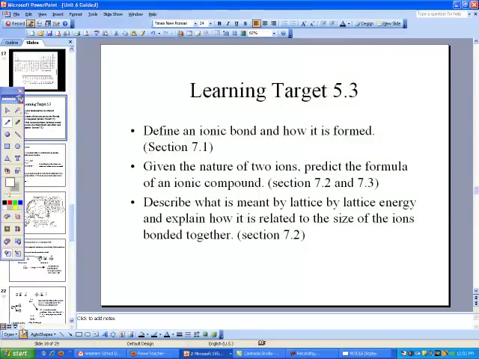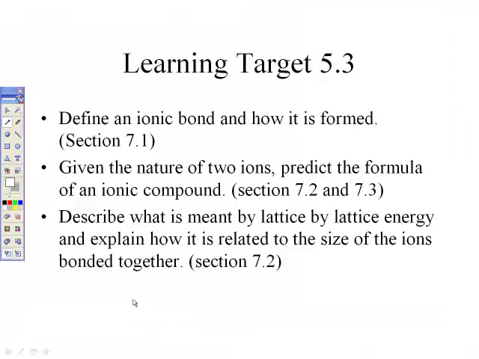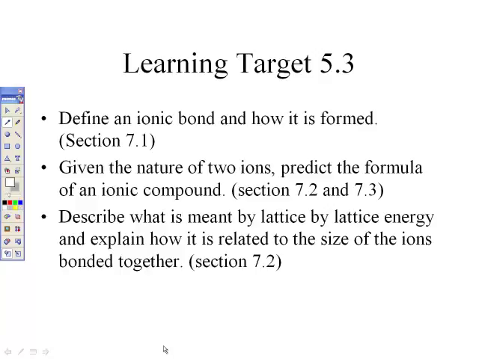This is Mrs. Sharp, and we're going to go over Learning Target 5.3. If you were absent or you just missed a few things in your notes, you're in the right spot. So in Learning Target 5.3, we're going to define what an ionic bond is and how it is formed.